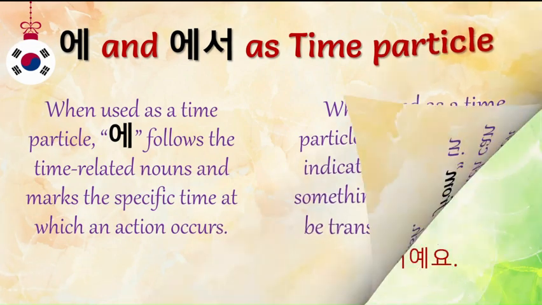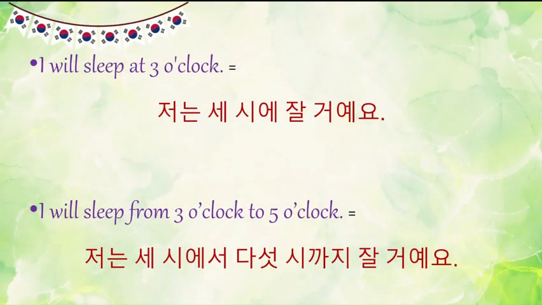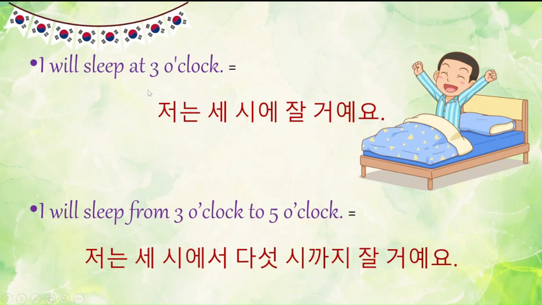Okay, now let's look at these two examples to compare these two particles. Look at the sentence, I will sleep at 3 o'clock. In Korean, it will be 저는 3시에 잘 거예요. Now, here we have used the particle 에. Why? Because in this sentence, we are indicating a specific time, at 3 o'clock, right? So therefore, we have used the particle 에 after the time noun. Here the time noun is 3 o'clock. So 3 o'clock in Korean is 3시.